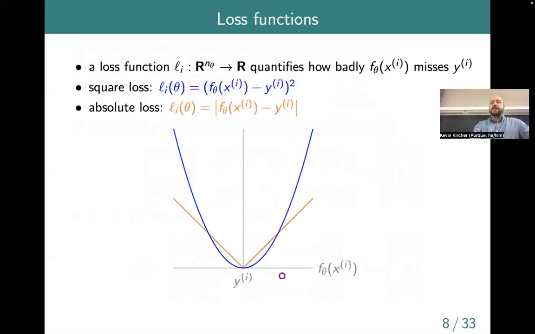By the way, there are other loss functions you can choose. They don't necessarily have to be symmetric. Sometimes you might say, well, overpredicting something is not too bad, but underpredicting would be catastrophic. And so you might have a steeper penalty down here than you have out here.